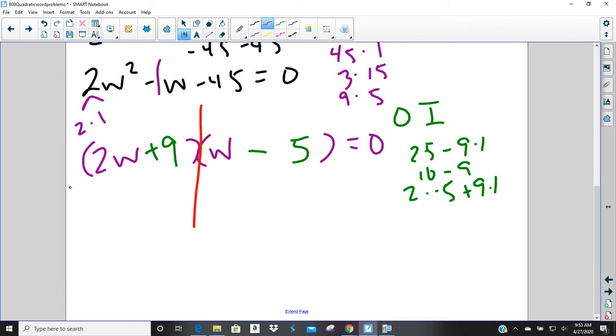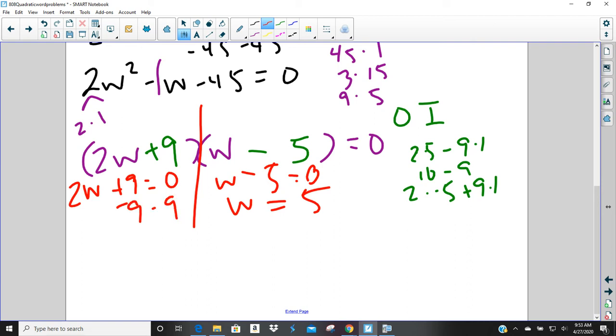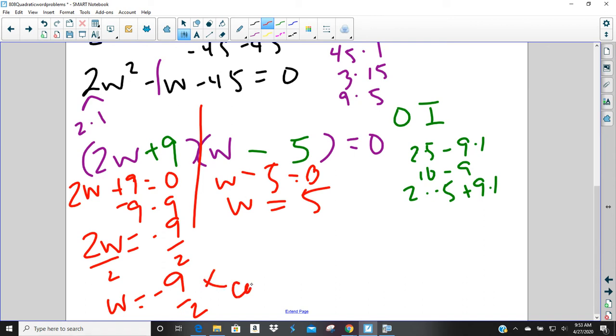So we're going to put the line down the middle. We get 2w plus 9 equals 0, and we get w minus 5 equals 0. So w equals 5. That part's easy. Now we're going to get 9 by itself. Is it okay for it to be a fraction? Of course it is. What's the problem with the numbers on the left? W equals negative 9 over 2. It's negative. We can't have a negative number. So w can't be negative, right? Length or width, right?